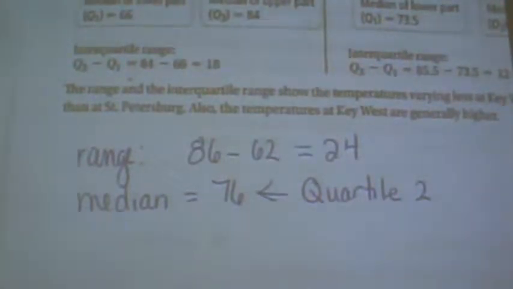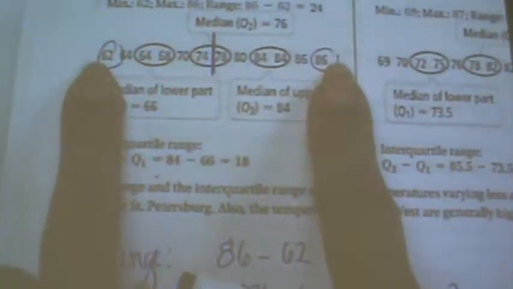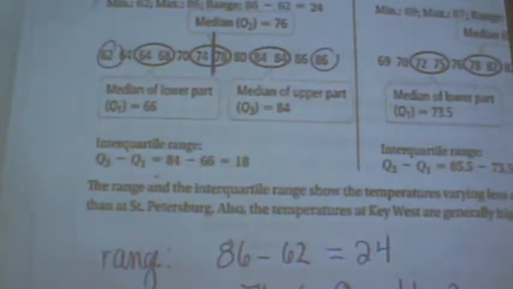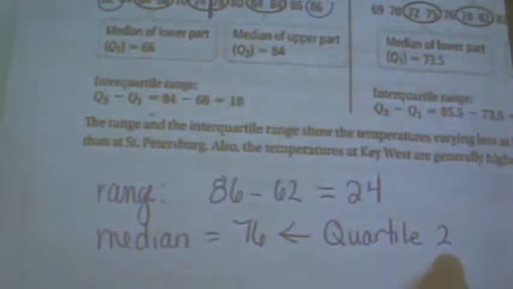So, here we go again. Here's your data. This is your St. Petersburg, Florida temperatures. Your lowest and your highest temperatures are here. If you subtract them, that's your range. The median is the middle number of all the data. We call this quartile 2.